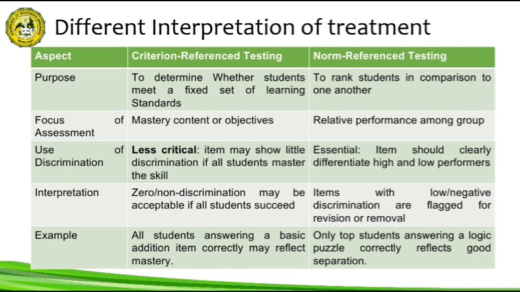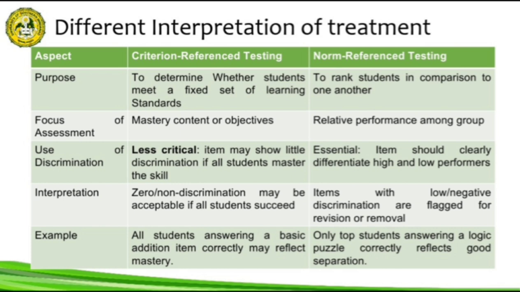While on the other hand, sa interpretation ng norm reference testing, items with low or negative discrimination are flagged for revision or removal. So kung may low or negative na discrimination, need siyang i-remove or i-revise. Criterion reference testing, for example, is that all students answering a basic addition item correctly may reflect mastery. So kumbaga, if lahat ng student nakatama sa isang item, then it is equal for criterion reference testing. That means na-reach nila yung learning objectives.